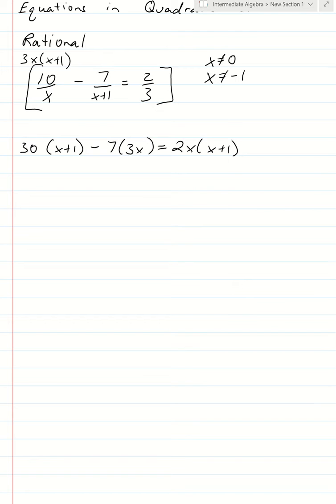So now let's see what we're going to have to do. I will distribute my 30. I will distribute the -7, as well as I will have to distribute my 2x. And when we do that, we get 30x plus 30 minus 21x equals 2x squared plus 2x. And right here, we have now formed a quadratic equation. Originally, it was a rational equation, but now, using some algebraic manipulations, we formed a quadratic.